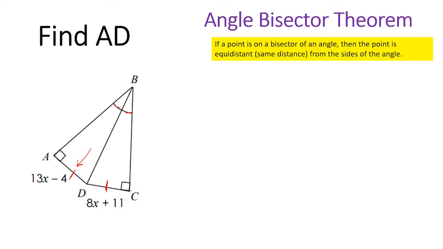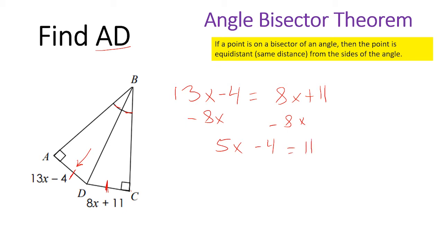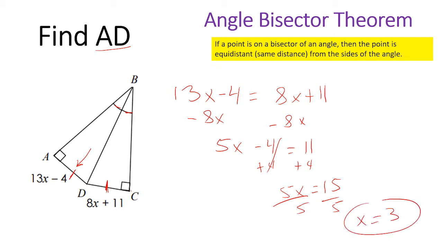Now to find AD, I have to find x first. According to the angle bisector theorem, AD is congruent to DC, so we can simply set these two expressions equal to each other and solve for x. Subtracting 8x using inverse operations and adding 4, we're left with a two-step equation. 5x equals 15, dividing by 5, x equals 3. All right, so we found x.